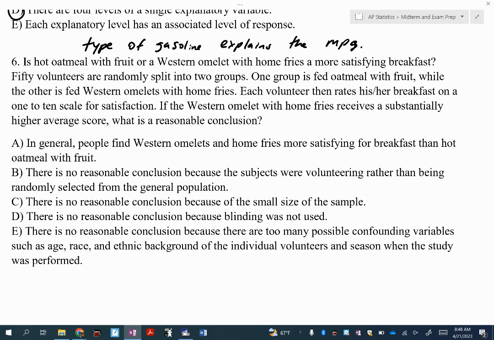They have 50 volunteers, randomly split into 2 groups. One group is given the oatmeal or fruit. The other one is fed the Western omelet with home fries. Each volunteer rates his or her breakfast on a 1 to 10 scale for satisfaction. If the Western omelet with home fries receives a substantially higher average score, what is a reasonable conclusion? What do you guys think?